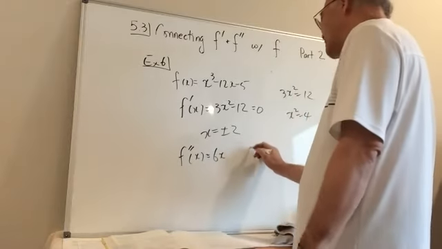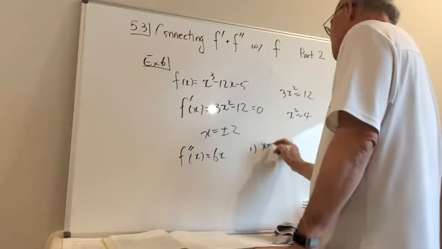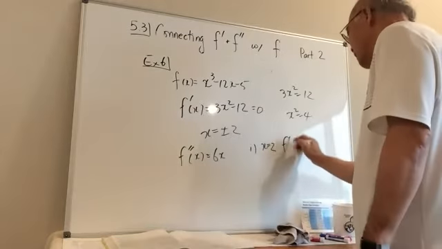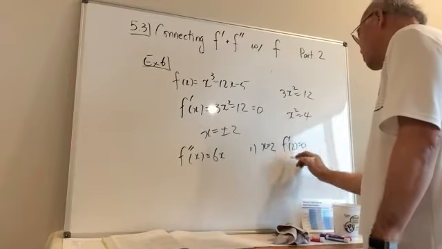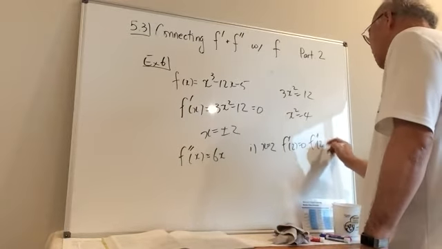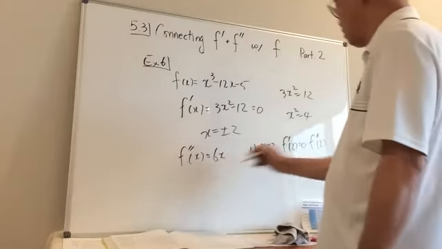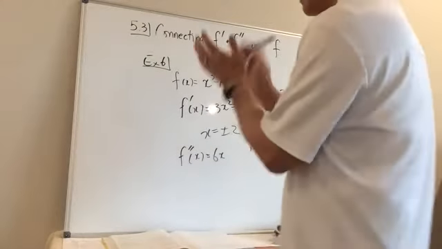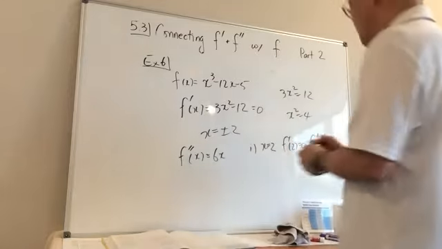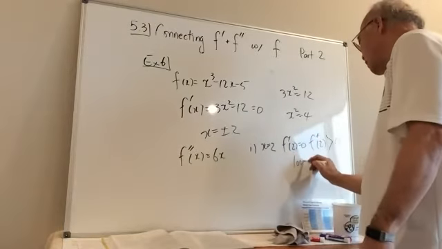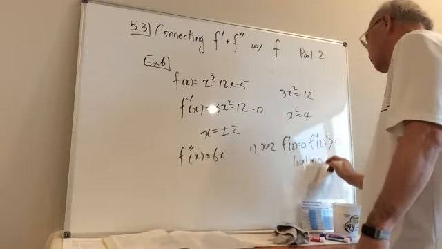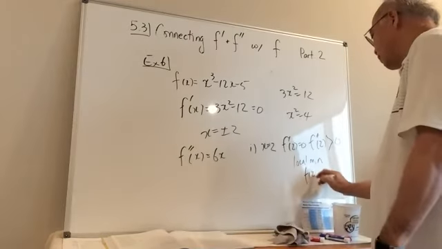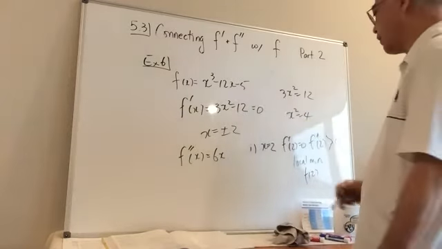So at x equals 2, f prime is equal to 0. In other words, f prime of 2 is equal to 0. F double prime of 2 is going to be 12, which means that it's greater than 0. In other words, it is concave up. So here I'm going to have a local min, and the value of that is nothing more than f of 2. You can just plug 2 in here and find out what it is.